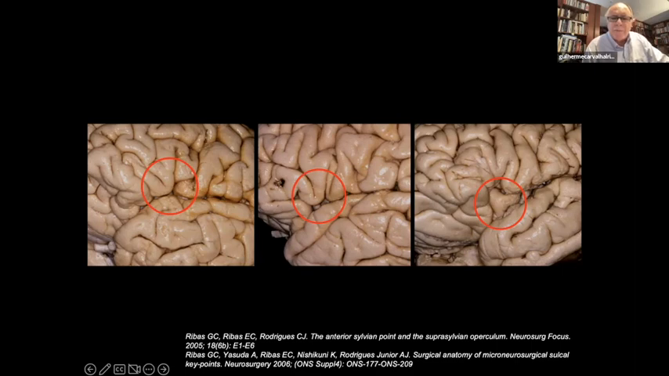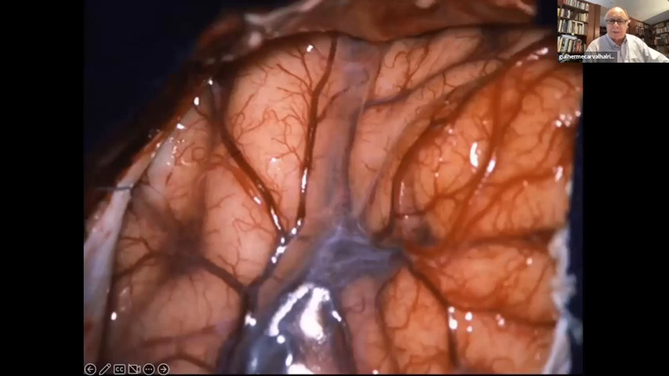So you always have an enlargement of the subarachnoid space here, and sometimes you have a huge lake, as you can see here, okay? So given this, you can always identify this in surgery. And as Professor Yasargil says, the more you know, the more you see. If you identify the anterior sylvian point, usually you can see these two small veins that are getting together and joining the superior sylvian vein.